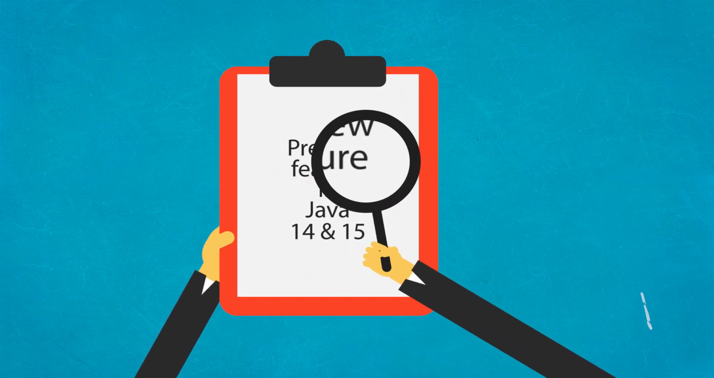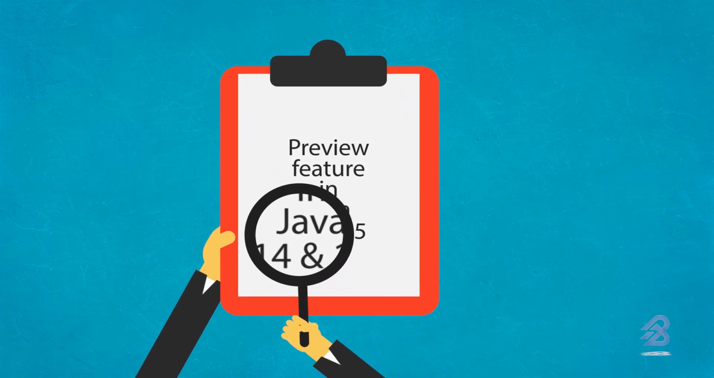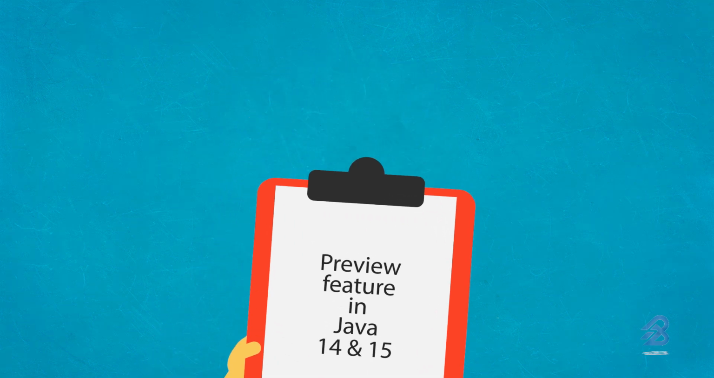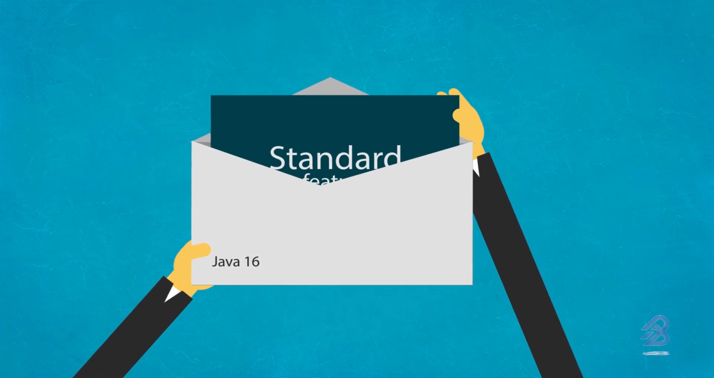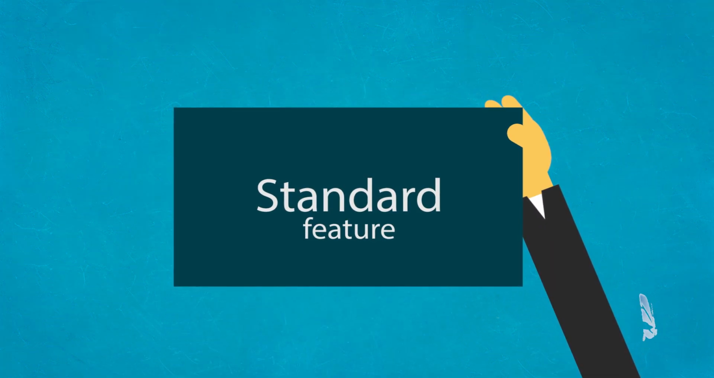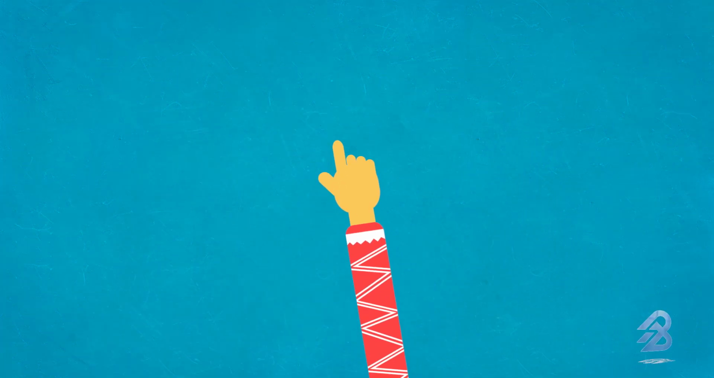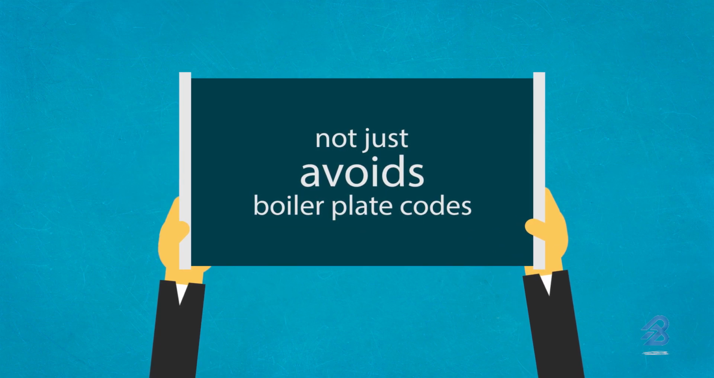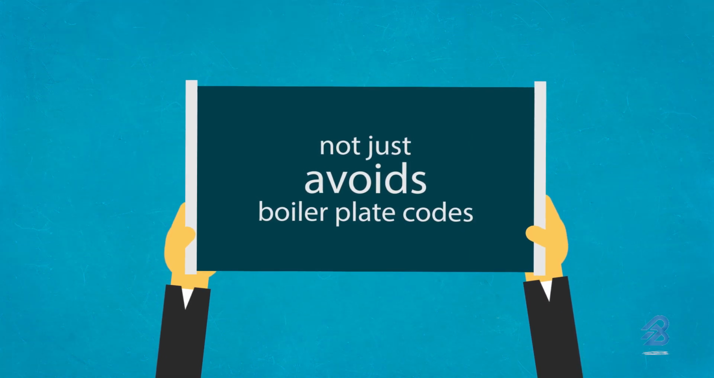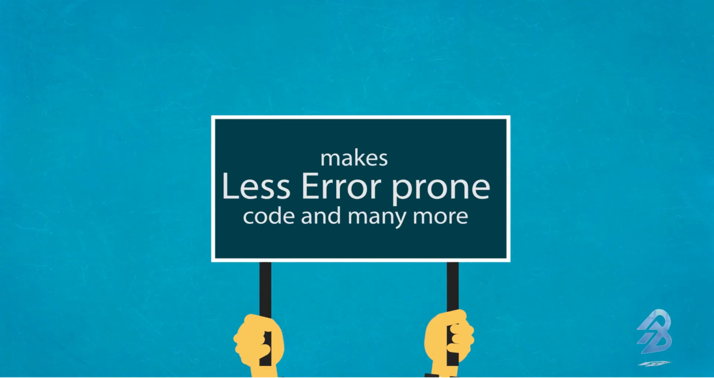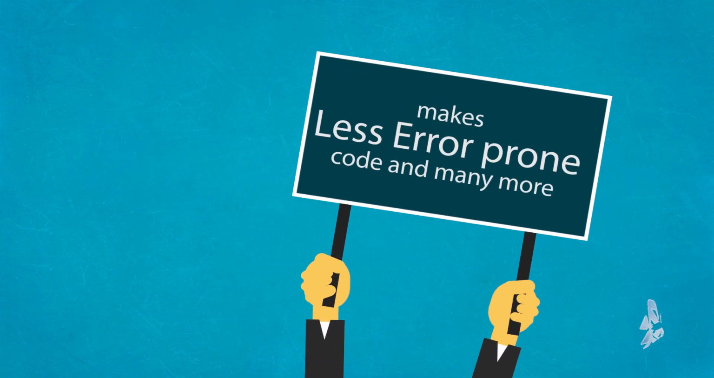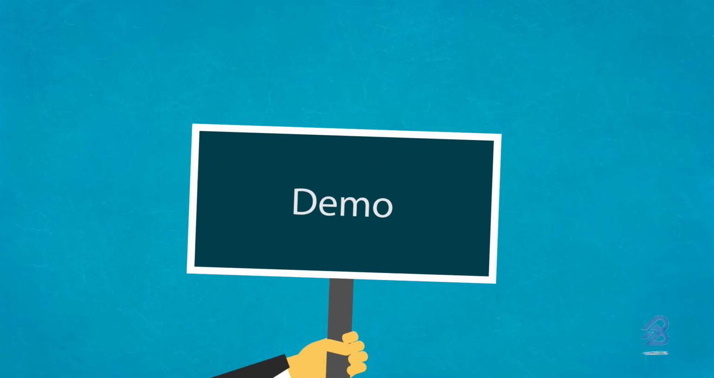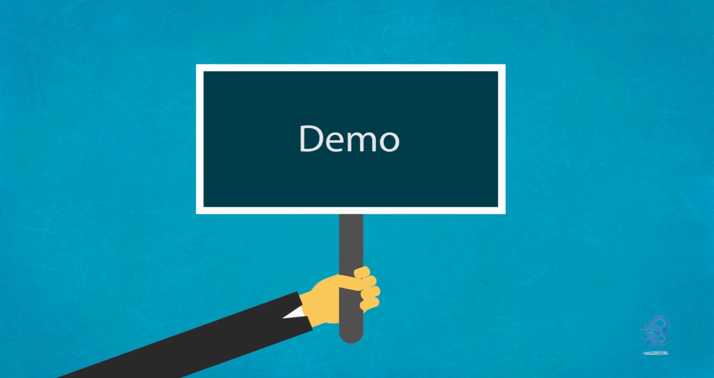Records were introduced in Java 14 and were available as a preview feature in Java 14 and 15. However, with Java 16, it got matured enough and it became a standard feature. Records not just help us to avoid lots of boilerplate code, rather it helps us to write less error-prone code and many more. Let's get into the demo to understand Java records much deeper.